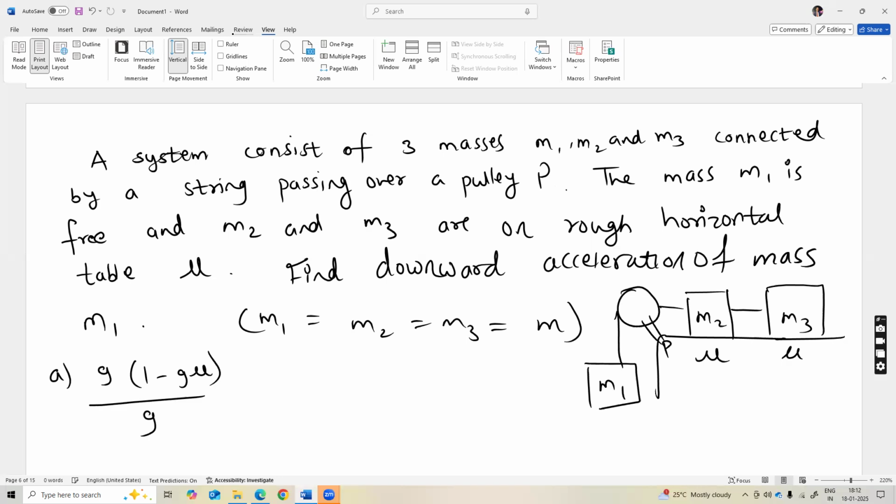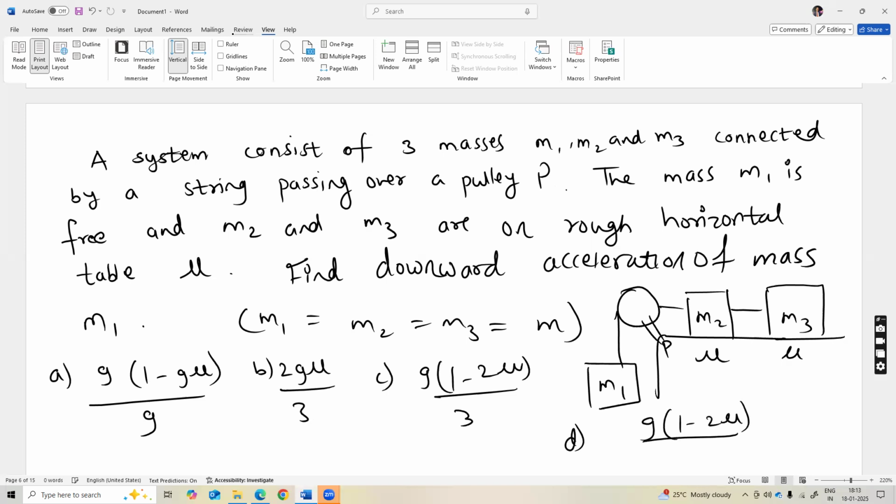The options are: A is g into 1 minus g into mu divided by 9. B is 2g mu by 3. C is g into 1 minus 2 mu divided by 3. And option D is g into 1 minus 2 mu divided by 2. So just try to solve this question and type A, B, C, D. Which one do you think is the correct answer? Then I will give an attempt. This is one of the PYQs, so please try to solve this question.